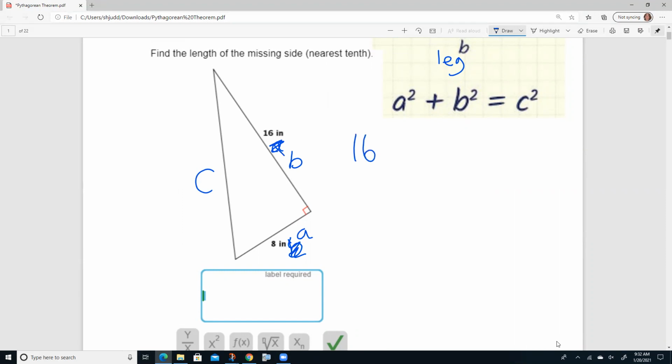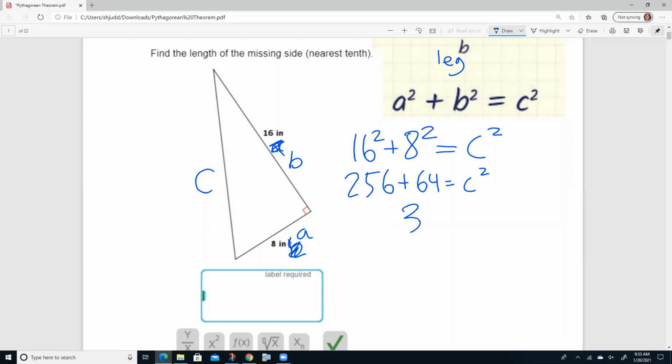So 16 squared plus 8 squared equals C squared. Now 16 squared is 256, plus 8 squared, which is 64, equals C squared. So if I add those two together, I'm going to get 320 equals C squared. Okay, C isn't by itself.